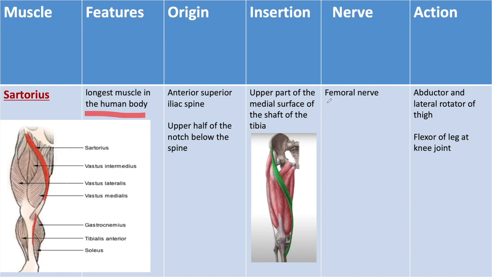Sartorius is supplied by the femoral nerve. Main action: abductor and lateral rotator of thigh, and flexor of leg at the knee joint. Sartorius is the longest muscle of the human body. Its origin is the anterior superior iliac spine to the upper part of the medial surface of the tibia, supplied by the femoral nerve.